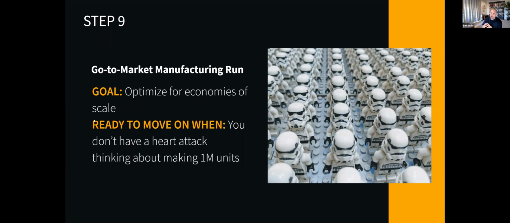And we really want to start focusing on economies of scale and how we can optimize for that. Cost optimizations, component negotiations, making sure that you've got an A team that you're working with your manufacturing partner, wherever they are in the world. And additionally, you want to nail down details like personnel and schedule for quality checks on the production units. You want to nail down the internal organizational requirements for providing customer support and customer success. You're ready to move on when you don't have a heart attack thinking about 1 million units.